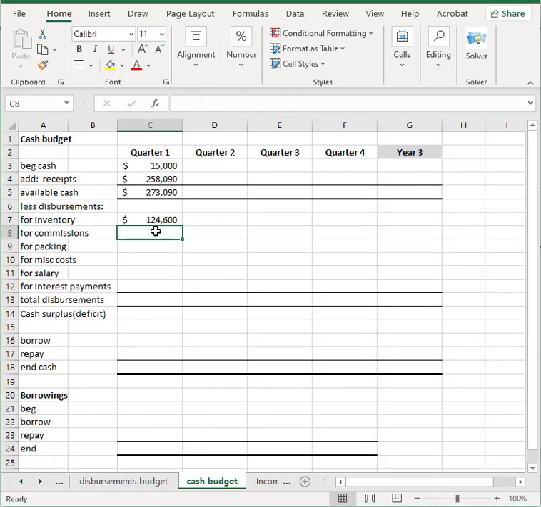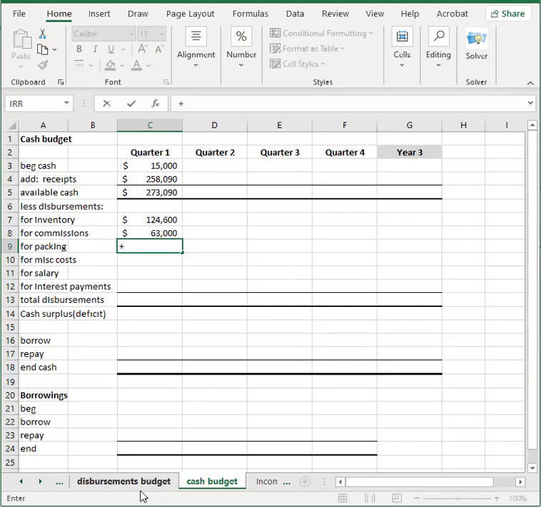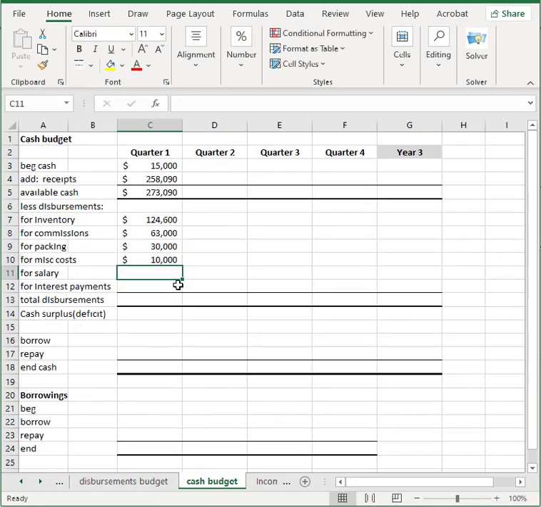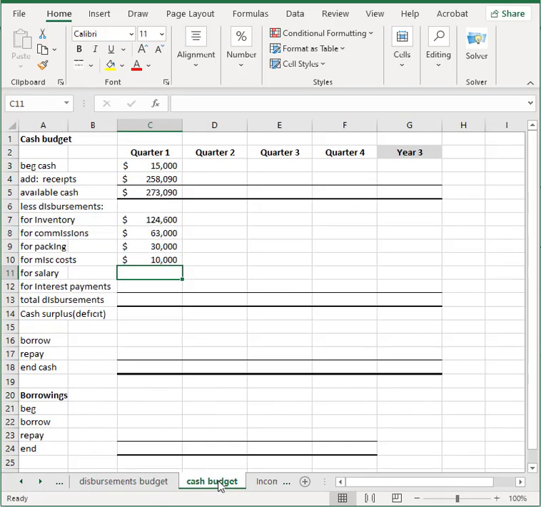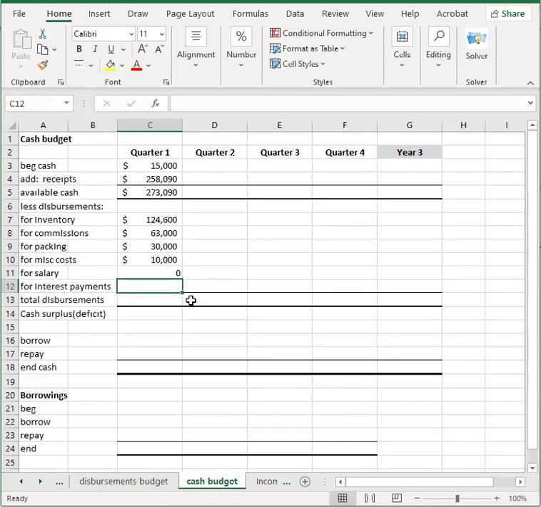All right, now let's go find commissions. It's going to be right on our disbursements budget. Packing supplies. Miscellaneous costs. I'm just linking here. I'm not typing anything in, so that if those disbursements on the prior tab move because of a change of assumption or change in activity or change in purchases, everything's going to update and flow through. For salary, right now we don't have any salaries, but if they did, they'd be in this cell, so I'll link to that cell.